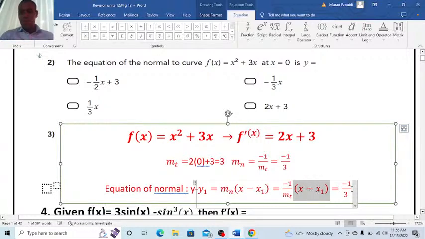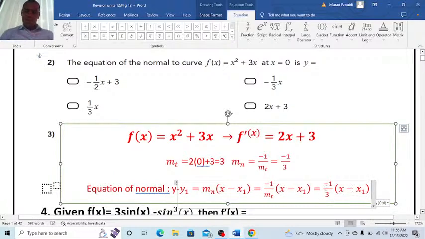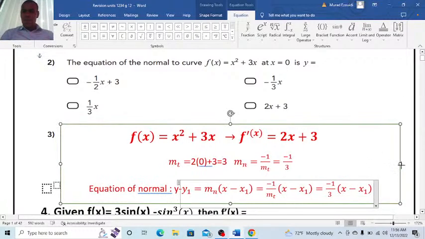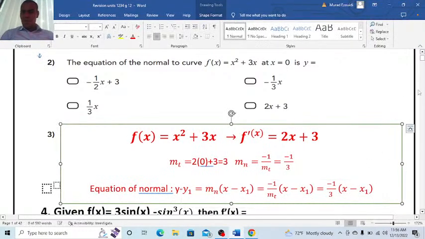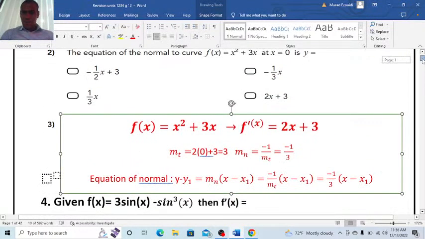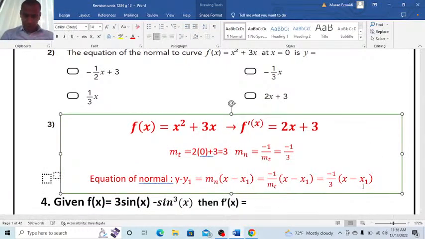Now I will make it like that. Now just substitution. You should find the value of x1 and the value of y1 to find this equation. Now I will write down. I'll just extend this one.